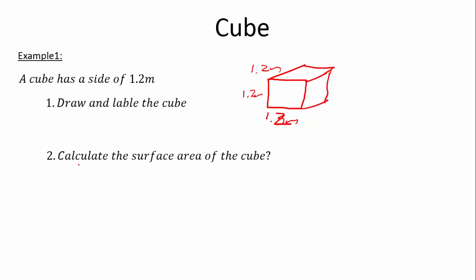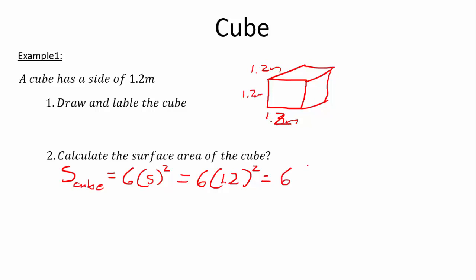Calculate the surface area of the cube. We know that surface area of a cube is simply equal to 6 multiplied by s squared. And that is 6 multiplied by 1.2 squared. What is 1.2 squared? What is 12 times 12? 12 times 12 is 144, you know that. But we've got to go 2 decimals back, so we know that's 1.44.